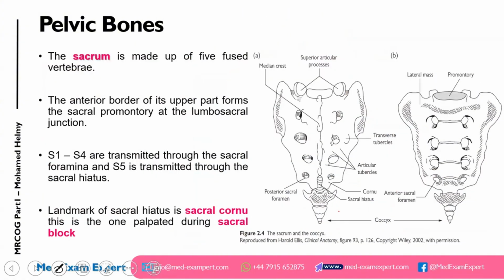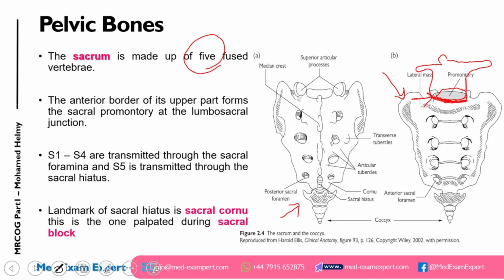This is the sacrum, of course, one of the important bones in the pelvic girdle. And of course, the sacrum is made up of 5 fused vertebrae. And it has a posterior surface and anterior surface. The anterior border of its upper part, we call it the sacral promontory, and this part is at the lumbosacral junction. Here is the 5th lumbar vertebrae joining the sacrum, and we call that the lumbosacral junction.